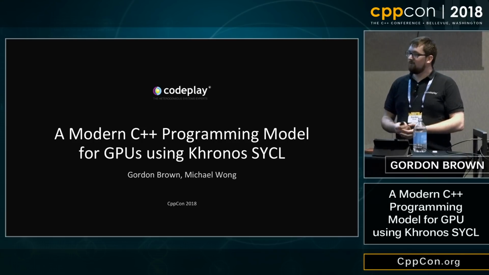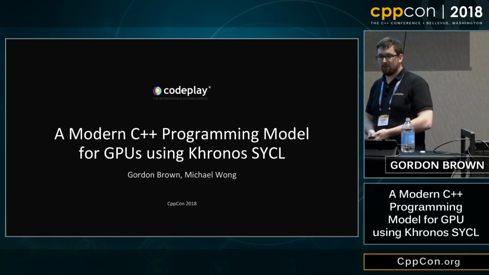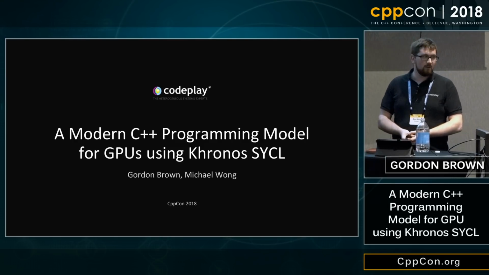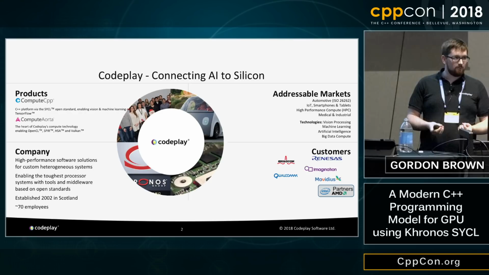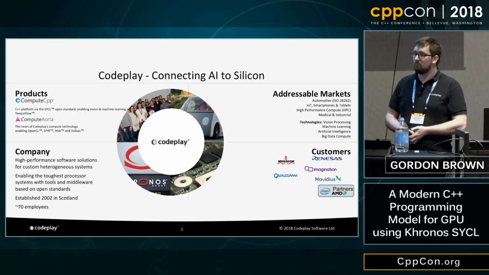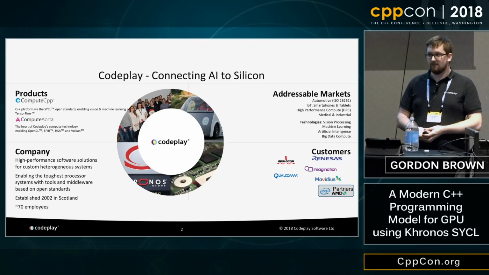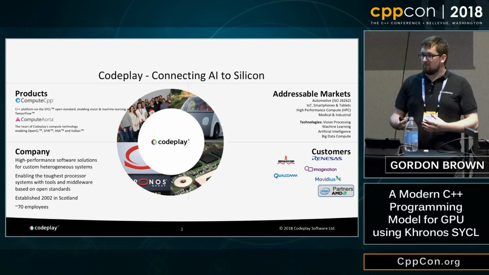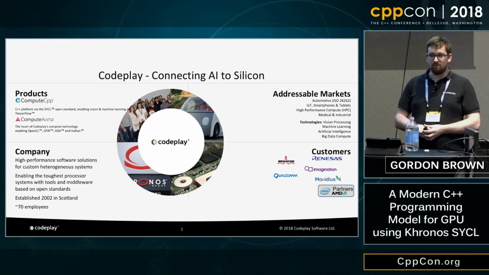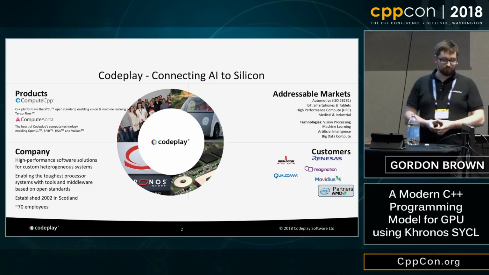So, a brief introduction about who CodePlay are and what we do. CodePlay is a company of about 70 of us in Edinburgh in Scotland, and we develop heterogeneous solutions based on open standards like OpenCL, SYCL, Vulkan, HSA, standards like that. We develop compilers, runtimes and other tools for quite a few different domains, including automotive, vision, HPC.